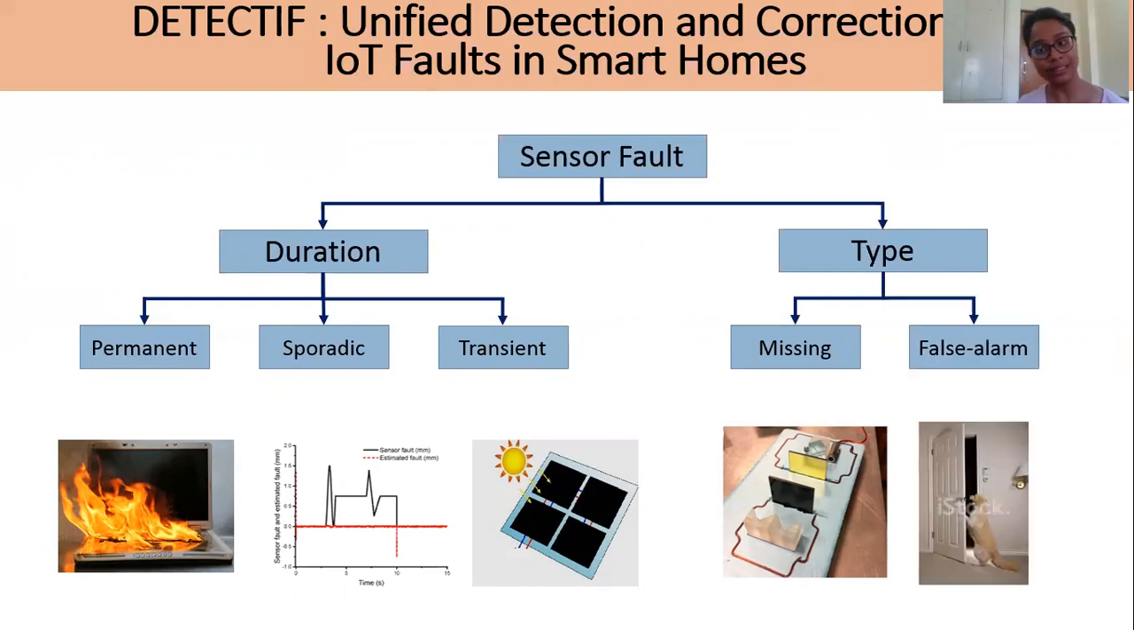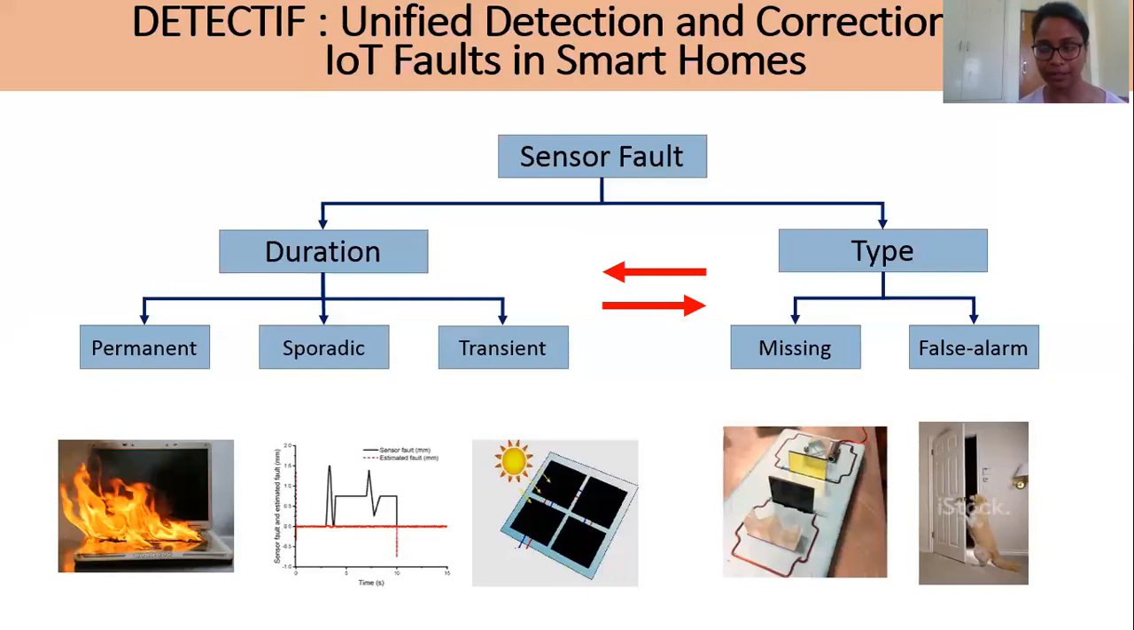And then there can be false alarm events, which means that this is not related to the human, but due to some other circumstances. As you can understand, these two perspectives can match with each other, meaning that missing can be of any duration. It can be permanent, sporadic, or transient. Similarly, permanent can be both missing and false alarm events. So these are really the same, but two different perspectives.